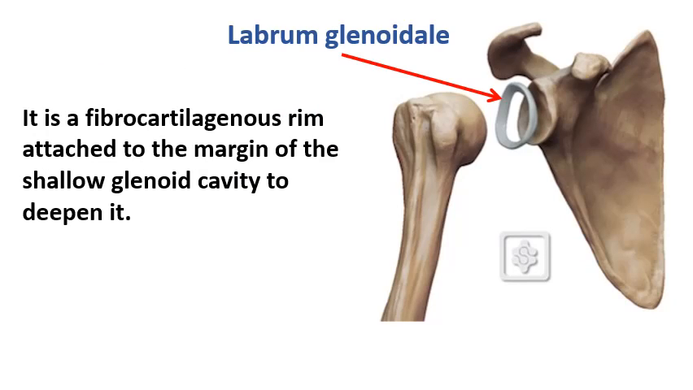So to avoid the head being dislocated from the glenoid cavity, there is a rim of fibrocartilage that is attached to the margins of the glenoid cavity, so as to make it deeper. This rim of fibrocartilage is called the labrum glenoidale. Therefore, this labrum glenoidale gives more stability to the shoulder joint and makes the glenoid cavity deeper.